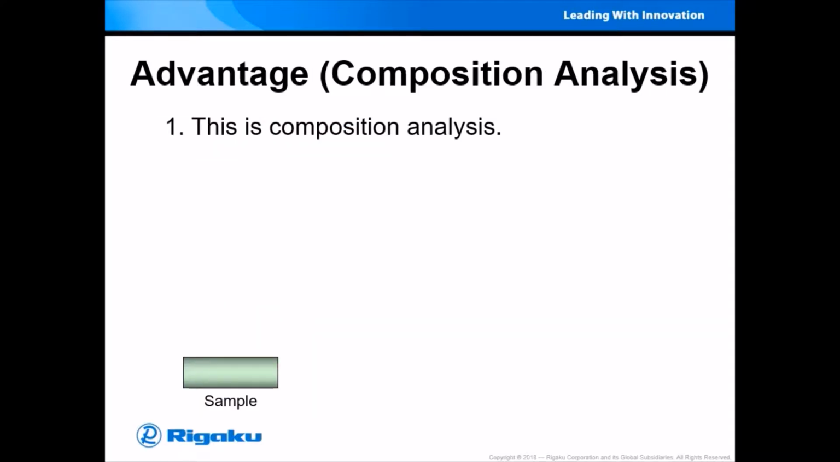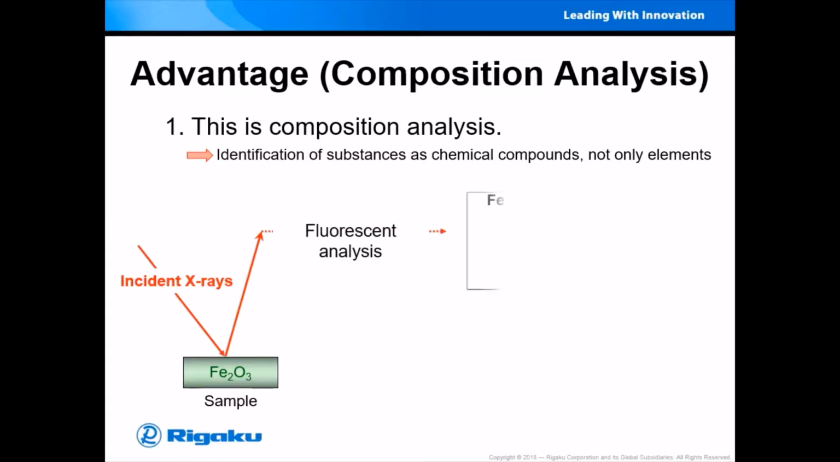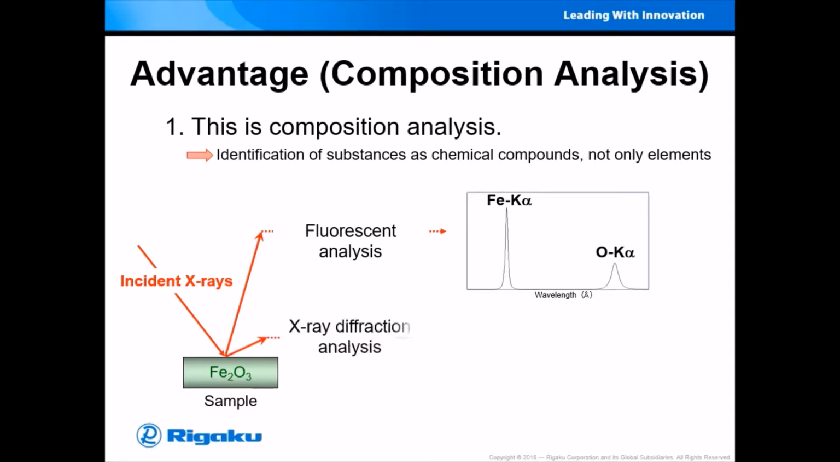We can determine substances in a sample as chemical compounds, not only elements. For example, if a sample contains a compound AxBy, where A and B are elements, x and y are stoichiometric coefficients such as Fe2O3. The ordinary composition analysis including fluorescent X-ray analysis shows only the presence of elements, A and B, namely iron and oxygen. On the other hand, qualitative analysis of the X-ray powder diffraction discloses the presence of the compound, Fe2O3.